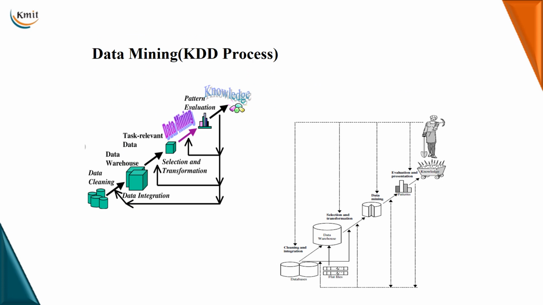In KDD, what is happening? You have got two images here on the screen. You can check with the right image. See, what is happening? The process goes on like this in your data mining KDD process. You have raw data. That raw data next moves on to your data pre-processing. From data pre-processing, it moves on to your data mining. From data mining, it goes on to your data post-processing. Then you will get knowledge.